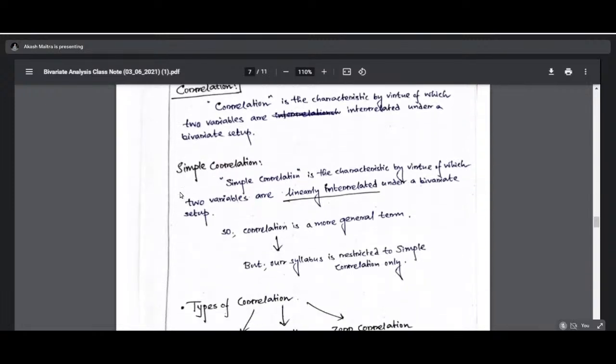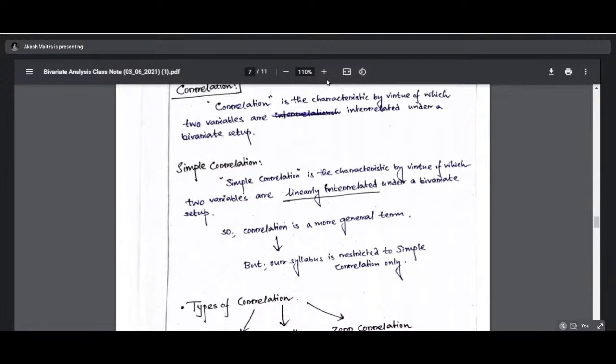Now simple correlation. Simple correlation is the characteristic by virtue of which two variables are linearly interrelated. The most important point is that they are linearly interrelated under a bivariate setup. So correlation means that we consider all those relationships, whether non-linear or linear, etc. Correlation measures the relationship between two variables, whereas simple correlation measures only the linear relationship.